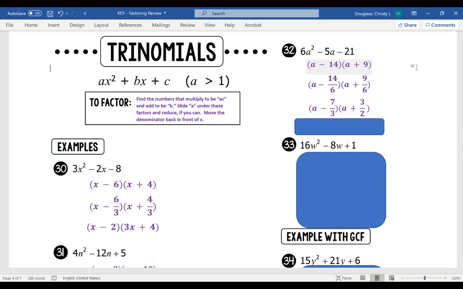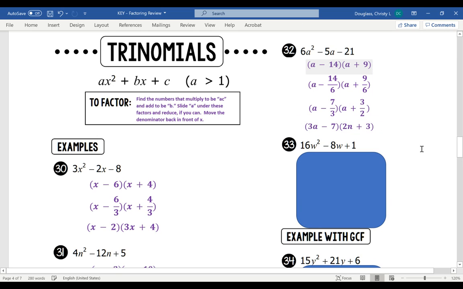So my fractions are simplified, but remember I don't want to leave fractions. So take your denominator, the 3 is going to slide over here in front of this A, and this 2 is going to slide over in front of this one. And my final answer is 3a minus 7 times 2n plus 3.